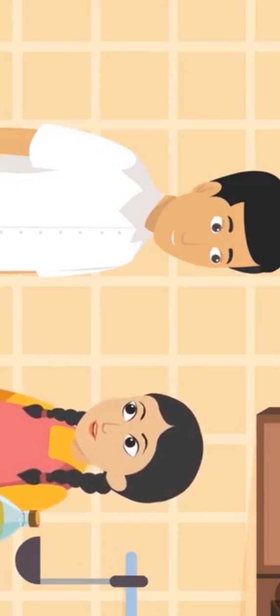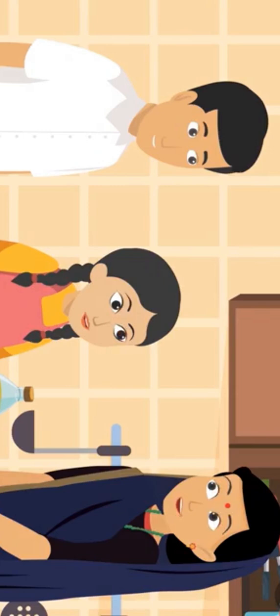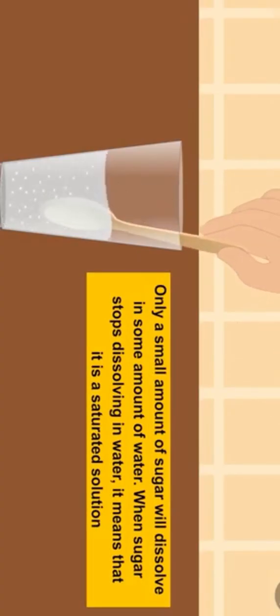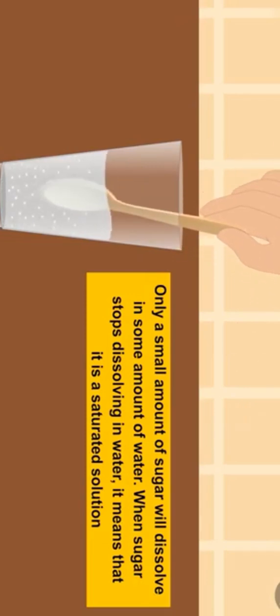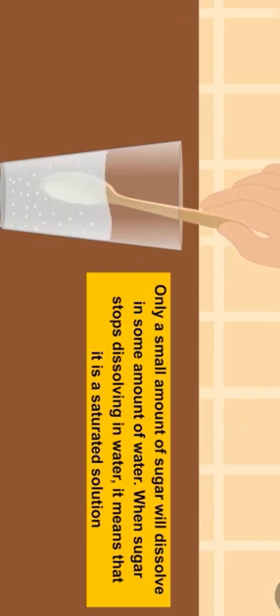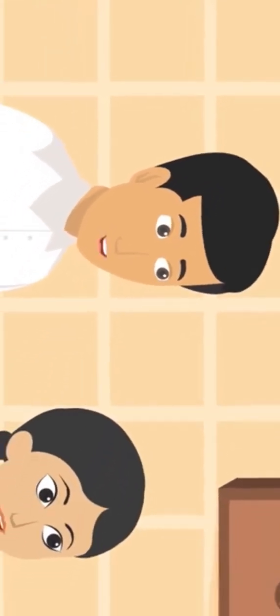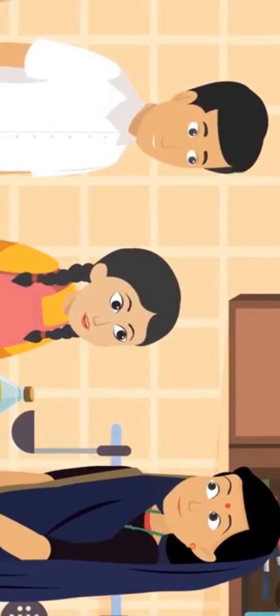Mother heard all this and she came to Riya and Sahil, because this solution had become a saturated solution. Saturated solution means? Only a small amount of sugar will dissolve in some amount of water. When sugar stops dissolving in water, it means that it is a saturated solution. Mother, now my mind has also become saturated and the stomach is empty. Everyone starts laughing and gets ready to eat.